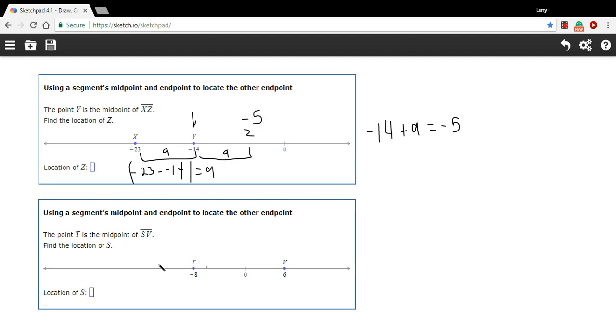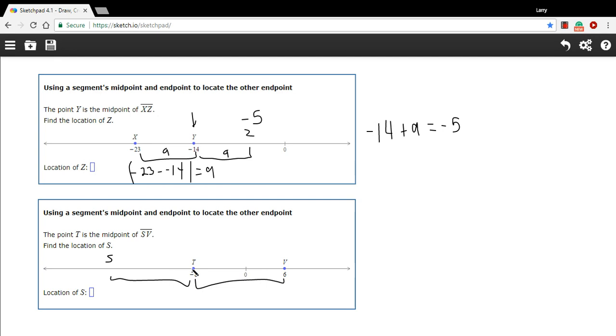All right, let's look at this next one. It's almost the same, except that the midpoint is here, and we have this endpoint on the right, but we don't have the endpoint on the left. So there's one step that's going to be different. We're going to find this distance first, and then we're going to move the same amount of distance this way to find, let's see, s is what we're looking for.